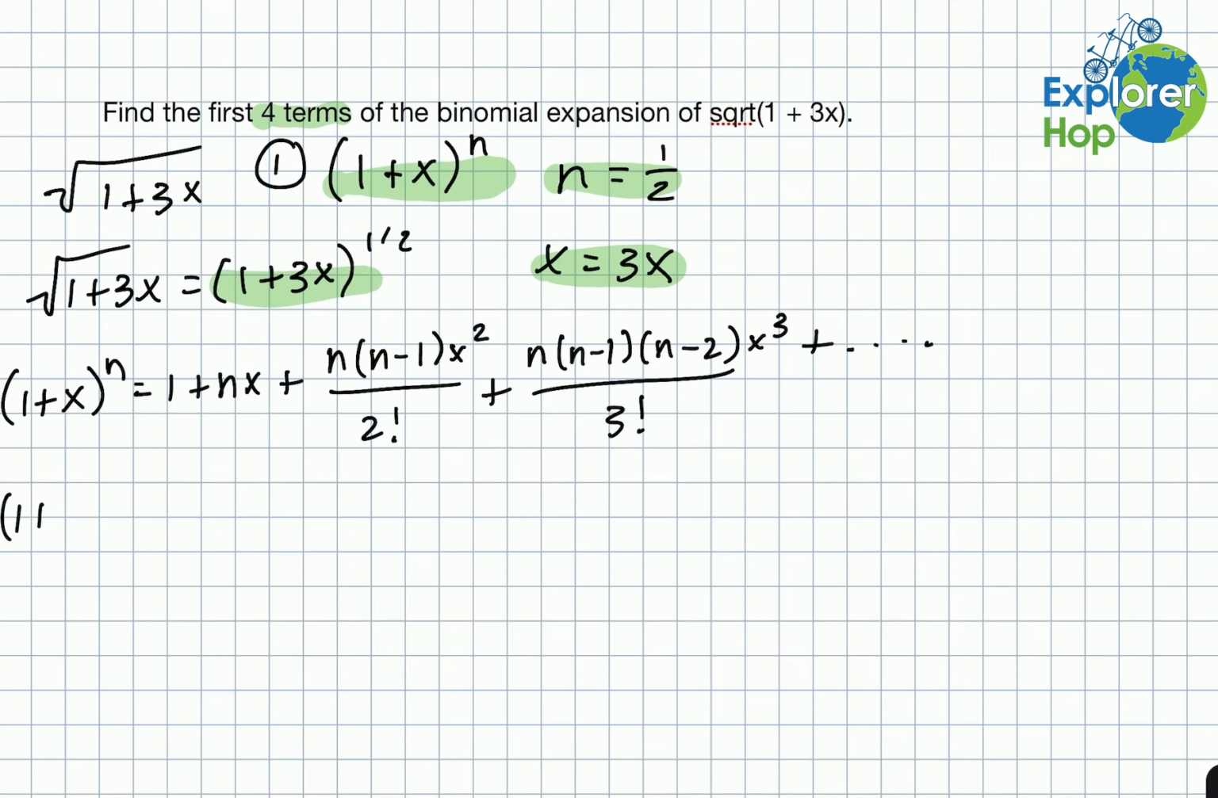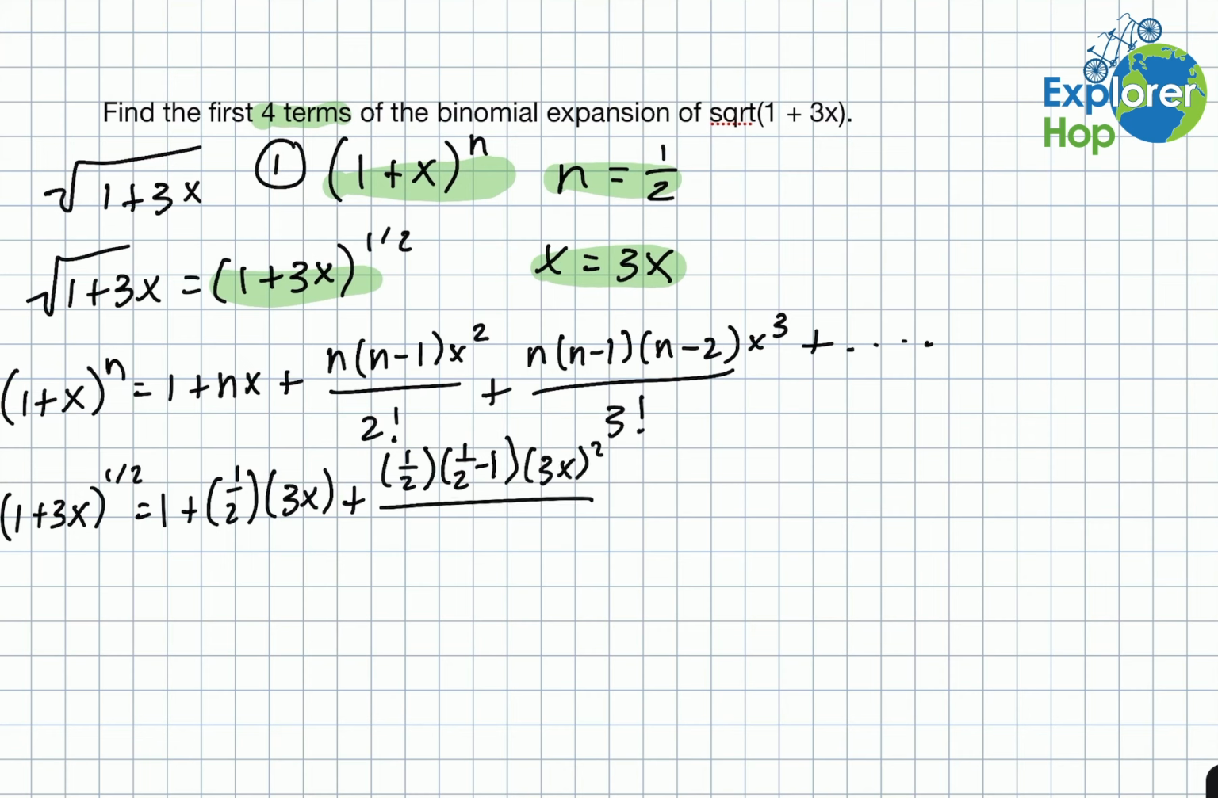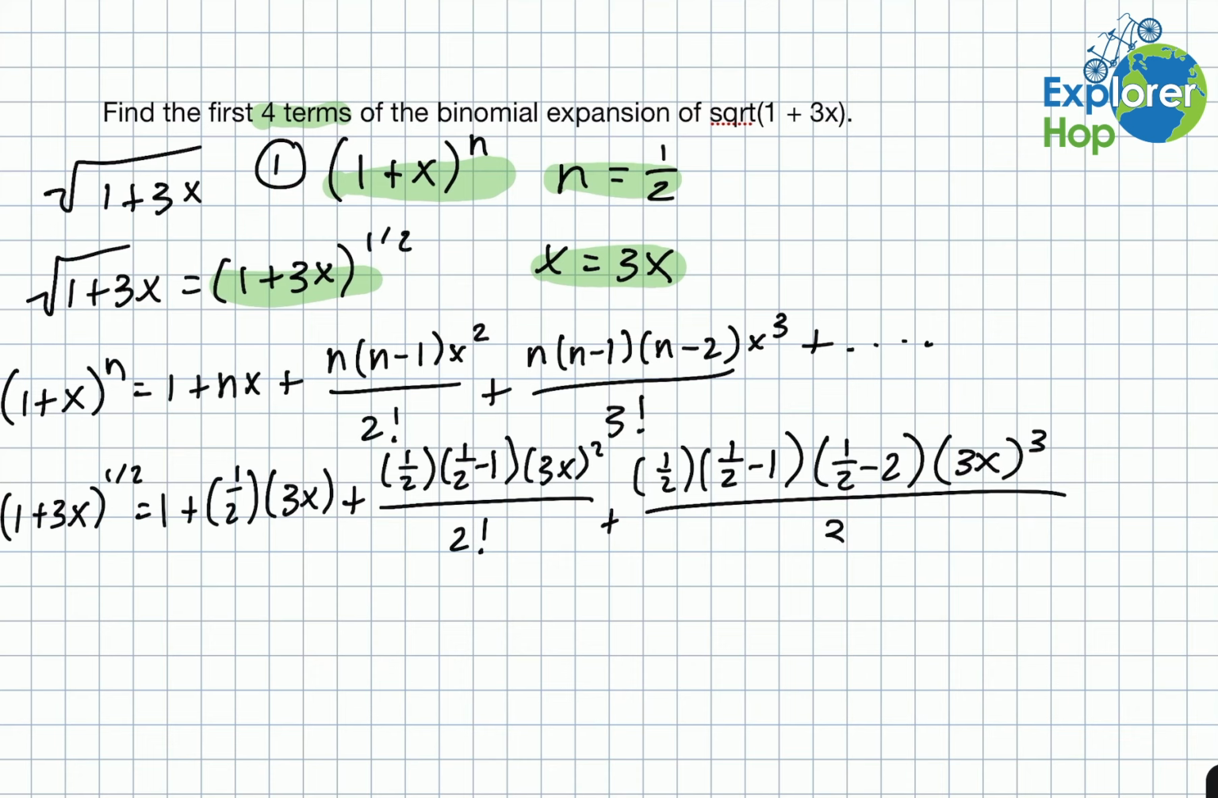So we get (1 + 3x)^(1/2) is equivalent to 1 + (1/2)(3x) + (1/2)(1/2 − 1)(3x)² / 2! + (1/2)(1/2 − 1)(1/2 − 2)(3x)³ / 3!.